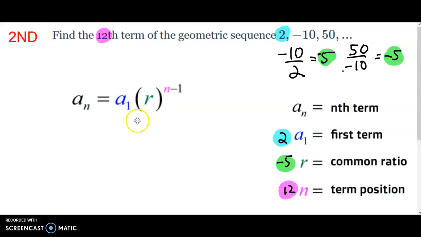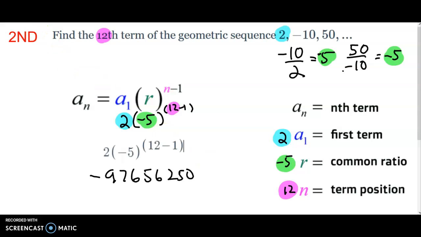And then we plug all of those into our formula here. And then just type that in the calculator, and we'll get our answer. Okay, and that's it. That is finding the nth term of the geometric sequence.